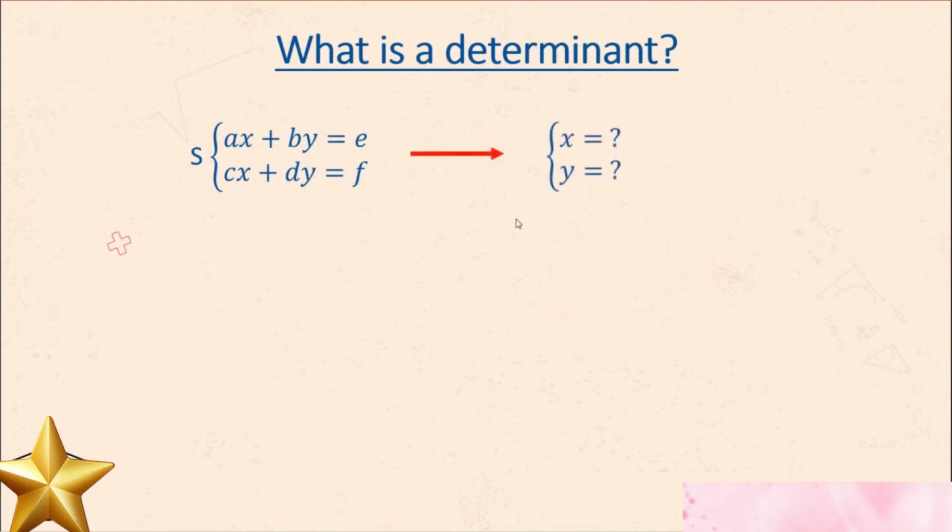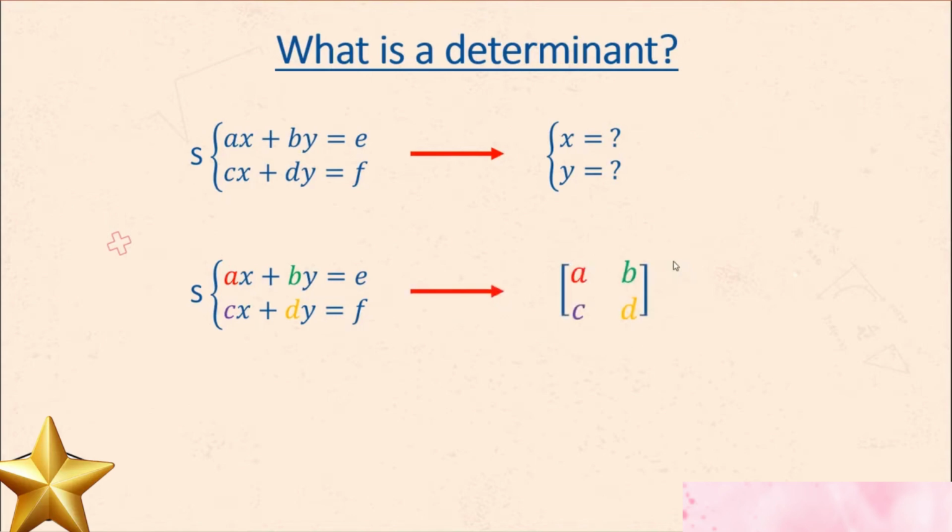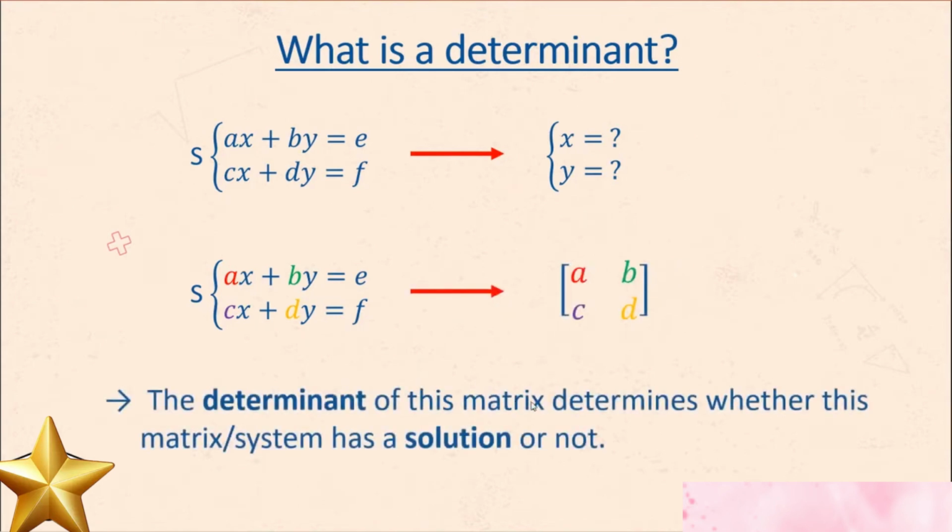We want to know if this system of equations has a solution, so that there is a certain value for x and y so that this system of equations is correct. We can do this by using a determinant. To find the determinant, we take all the coefficients of our variables and we put them in a matrix. The determinant of this matrix determines whether this system has a solution or not.